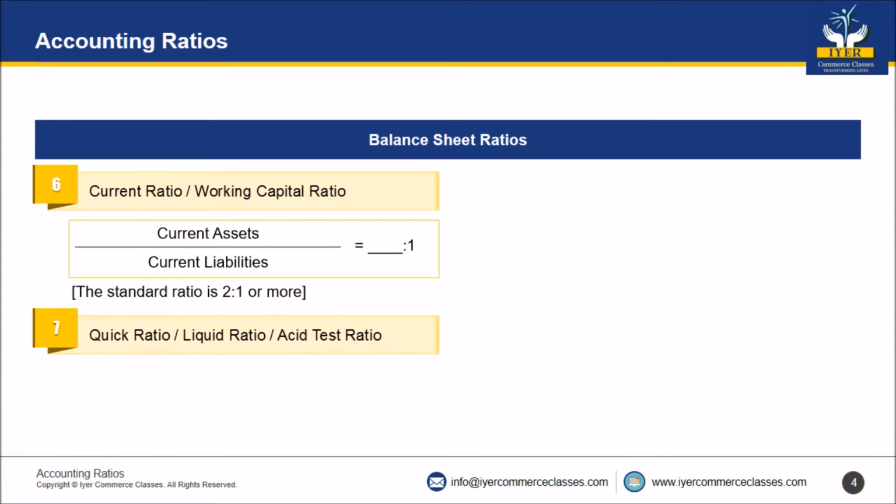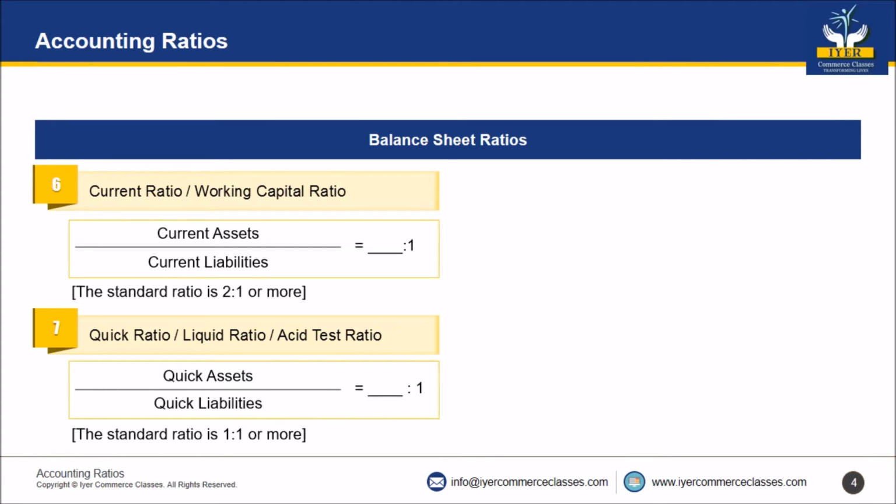Second, quick ratio, liquid ratio, acid test ratio. Formula, quick assets upon quick liabilities. The standard ratio is 1:1. Above that, favorable. Below 1:1, unfavorable.